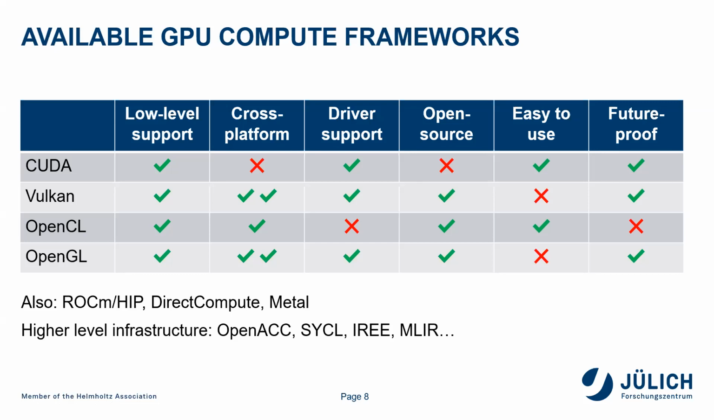Then there is also OpenGL, which is really old and mainly used for graphics. There are also some notable mentions like ROCm and HIP, which is developed by AMD, then DirectCompute, developed by Microsoft, and Metal, an API used by Apple. And then you can use high-level infrastructure like OpenACC, SYCL, and intermediate representations like IREE and MLIR. But we won't cover them in this talk. We will mainly focus on the GPU side and low-level stuff.